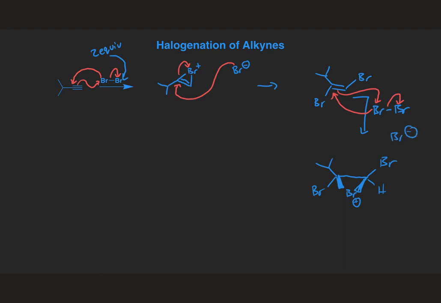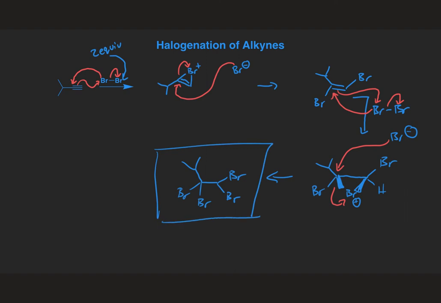which is again going to come in and attack the most substituted side and break that off to give you a tetrabromide where I have added two Brs to both carbons involved in the alkyne as the major product.